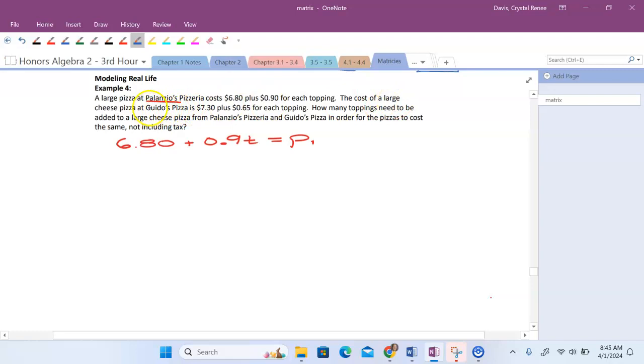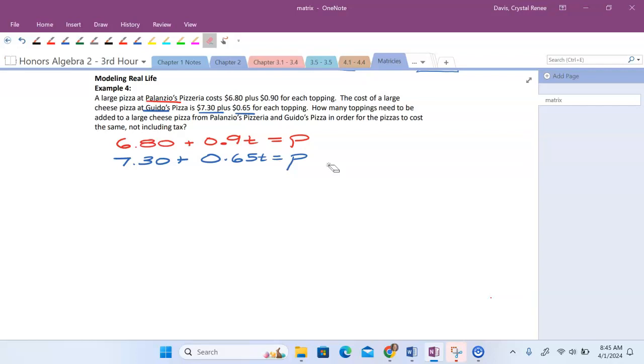So the cost of a large pizza at the other pizza store, okay, is going to be $7.30 plus 65 cents for each topping. And I'm going to write P sub 2 for the price of the second pizza. So how many toppings need to be added to a large cheese pizza from each store in order for the pizzas to cost the same? Okay, well, if we want the pizzas to cost the same, guys, we know that P1 is equal to P2. So I'm just going to make both of these P's because they cost the same. So just use a variable.